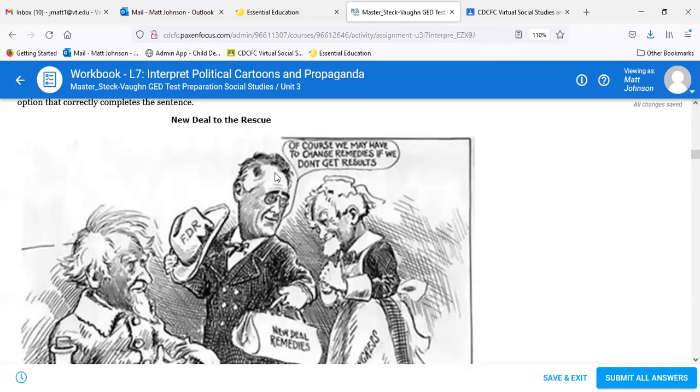Basically meaning that he's going to have a whole bag full, right? There's all kinds of things that he can try. There's things that they're going to be able to do to try to help fix the economy.